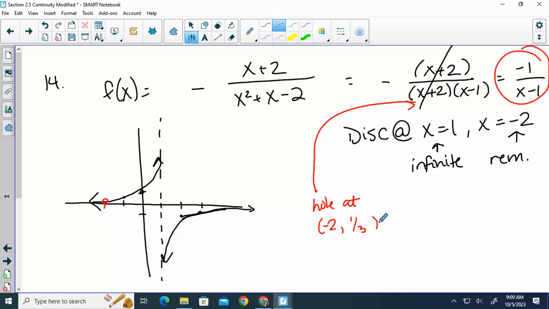So then we can see the two types. We have an open circle here, so that's the removable at -2. We have a vertical asymptote here, so that's the infinite at 1. Any questions on this stuff?